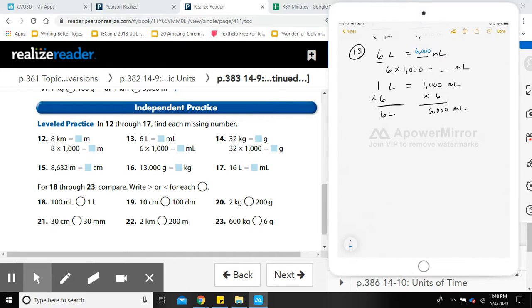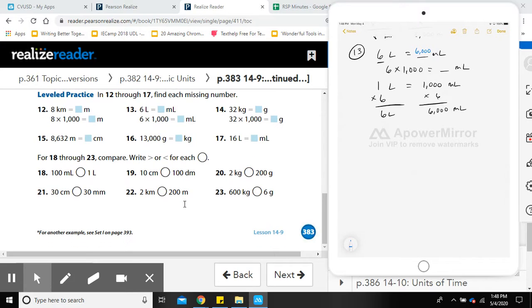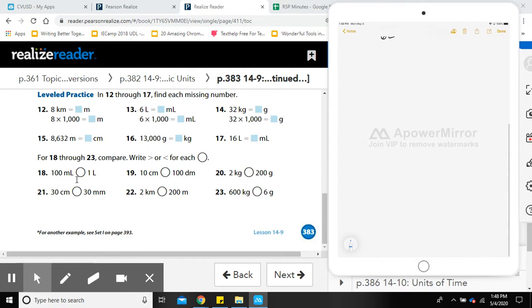Okay, so let's go ahead and do a couple down here. Let's do number 18. We'll skip to 18. Number 18 shows 100 milliliters and 1 liter.